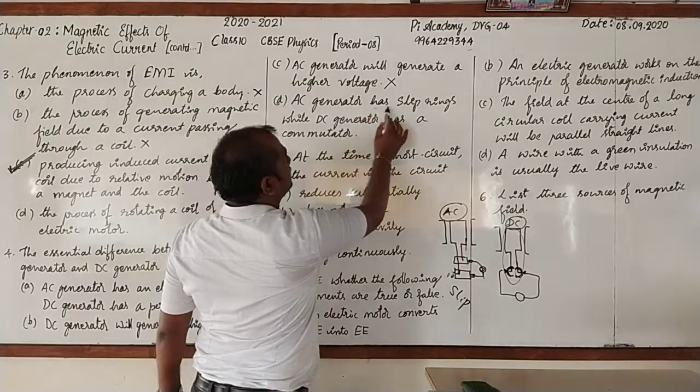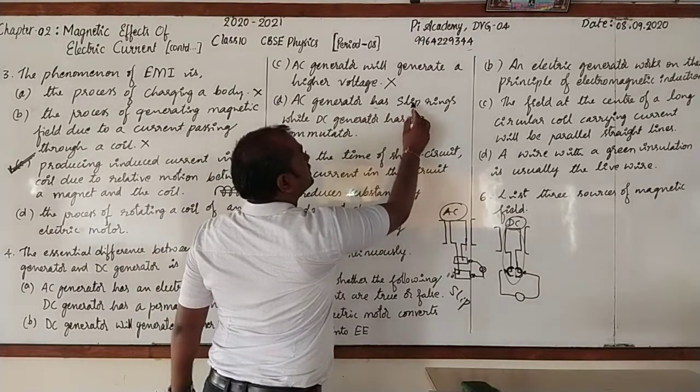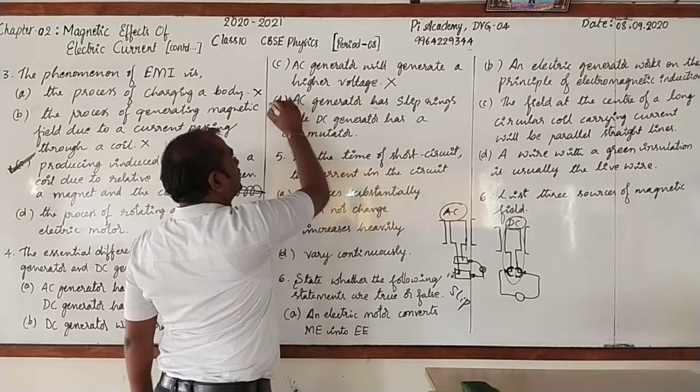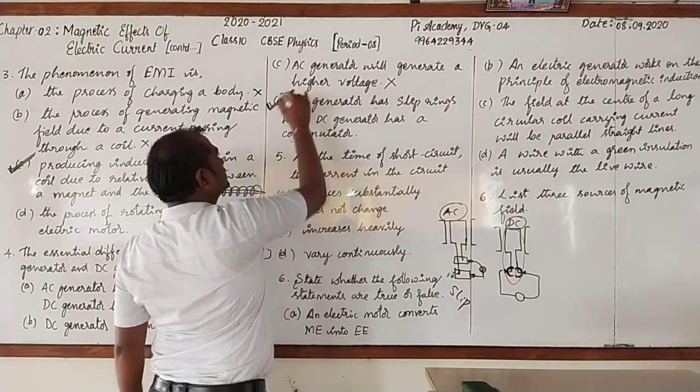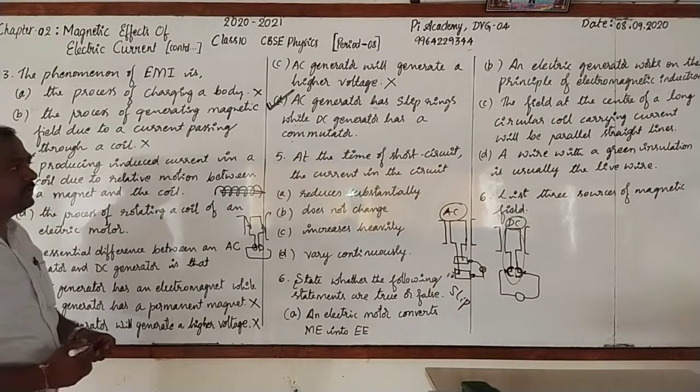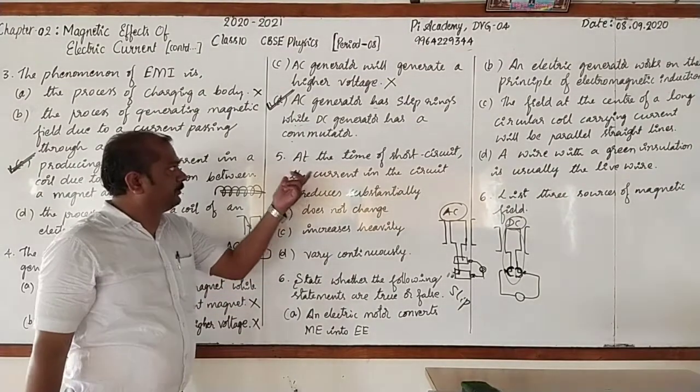Observe, AC generator has slip rings while DC generator has a commutator. So option D is exactly correct. Hope that you have understood. Next, go to the fifth one.